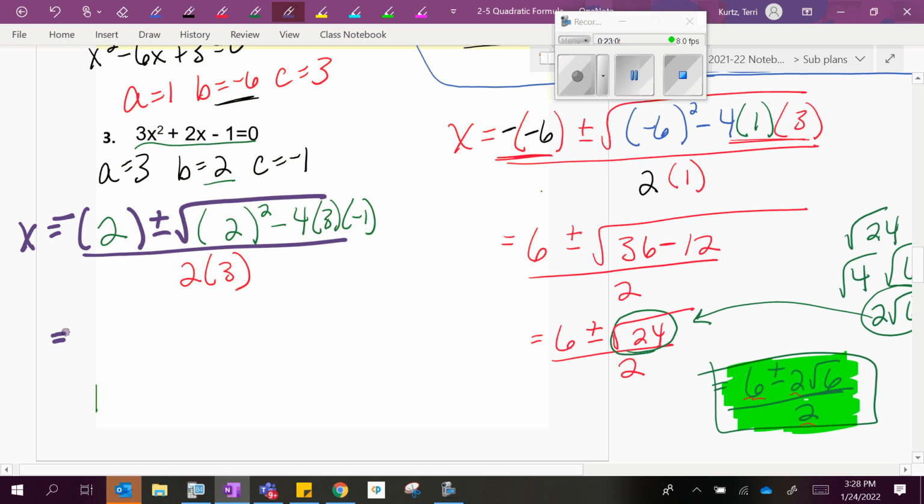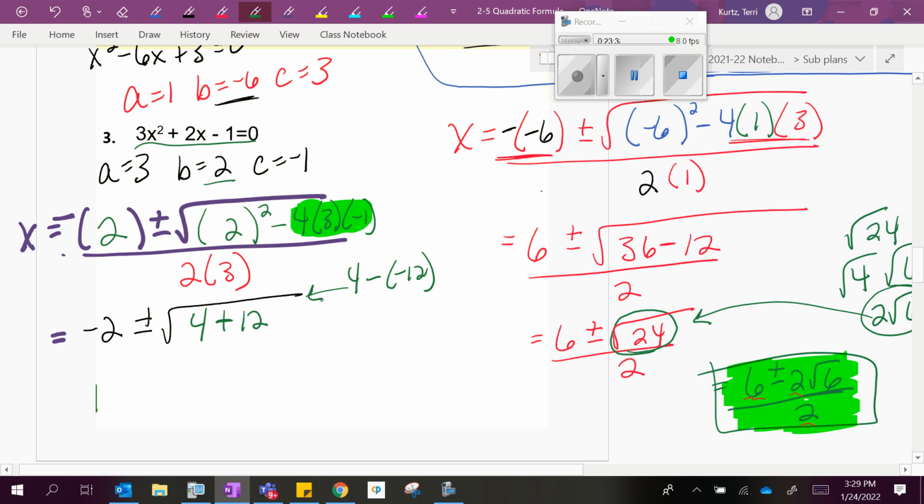Come down here, I simplify negative 2 gives me just a negative 2 plus or minus square root. 2 squared is 4. I'm going to bring down my minus. I'm going to look at 4 times 3 times negative 1 is negative 12. So now my 4 minus becomes a 4 plus 12, again, because it's going to be 4 minus negative 12. It becomes 4 plus 12 all over 6. My 2 times 3 is 6.